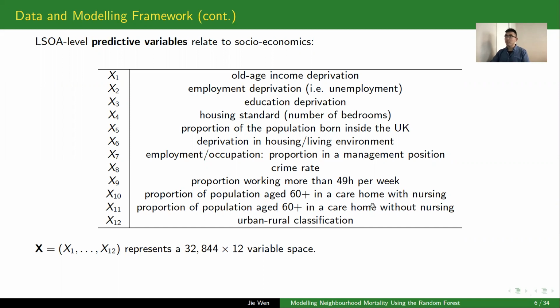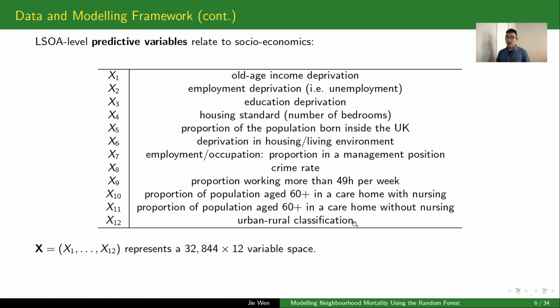Although the presence of care homes is not directly relevant to the socioeconomics, in our research we indeed found that both of the care home metrics have quite a huge impact on the level of mortality risk within one RSOA. All of the variables from X1 to X11 are numerical variables. Last but not least, we also have X12 as a categorical variable, which indicates the level of urban-rural classification of one RSOA. I will discuss this in the next slide.